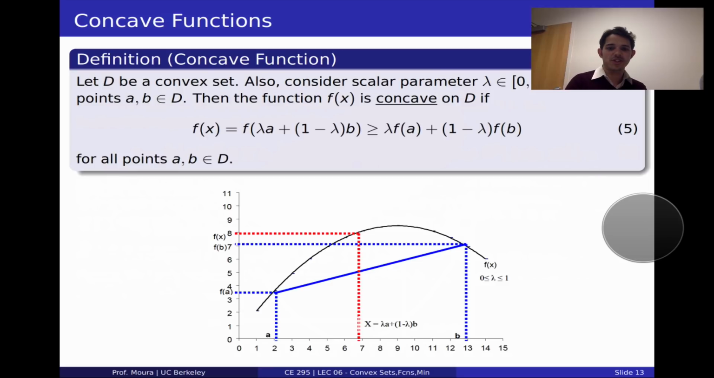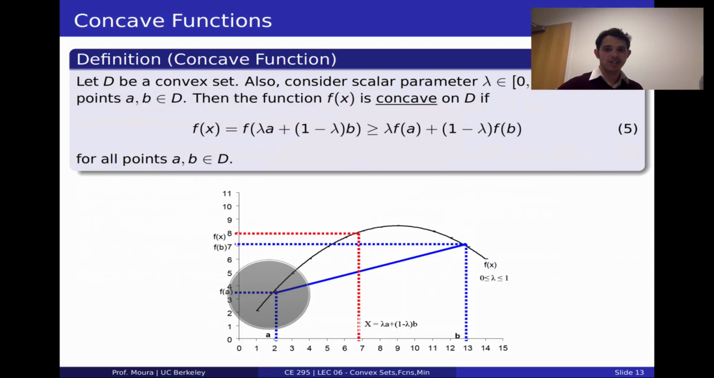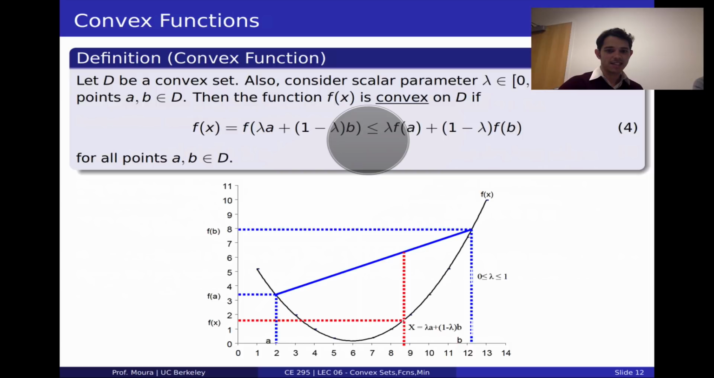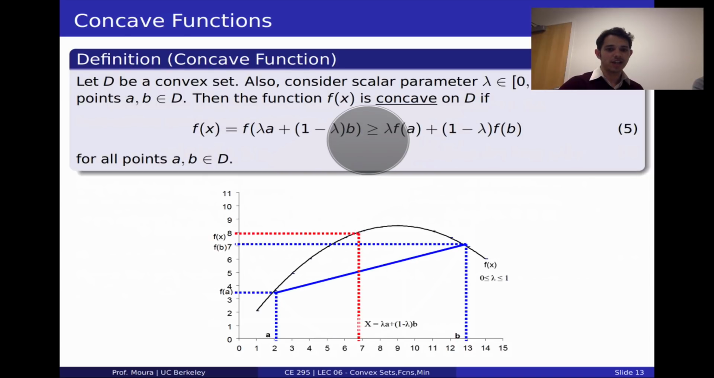So this definition looks almost the same, except now when I take a line segment from f(a) to f(b), this is going to be underneath the function. So if you look at this definition, it looks the exact same. The only thing that changed in equation 5 here is that this less than or equal to turned into a greater than or equal to. That's the only thing that changed. So we call this a concave function.